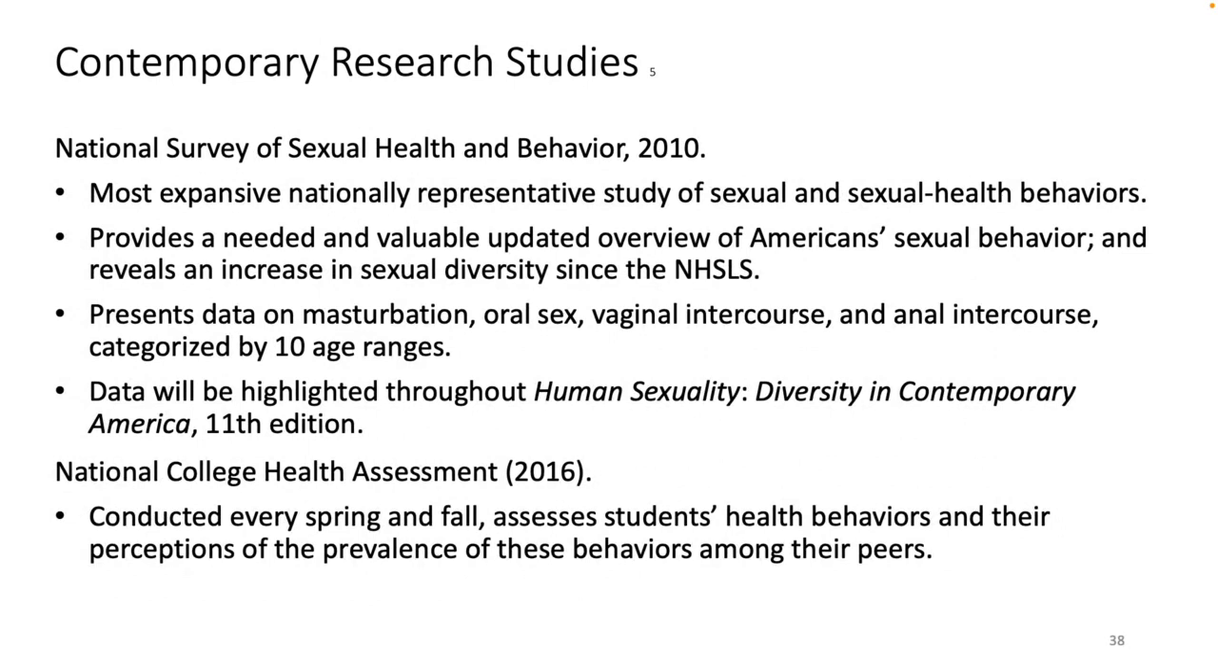And then there's the National Survey of Sexual Health and Behavior that was conducted in 2010. So it's a little older, but this was the most expansive nationally represented study of sexual and sexual health behaviors. It provided a needed and valued update of America's sexual behavior, and it also shows an increase in bisexual diversity. Throughout this text, you'll see different statistics highlighted about the results from the study. The data had information on masturbation, oral sex, vaginal intercourse, and anal intercourse. It also categorized them by age ranges. The problem with the study, though, is that it's already over 10 years old. And so I think it needs to be conducted again to see where things have shifted.